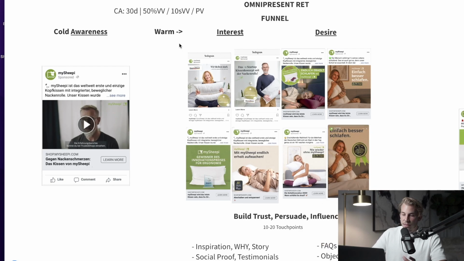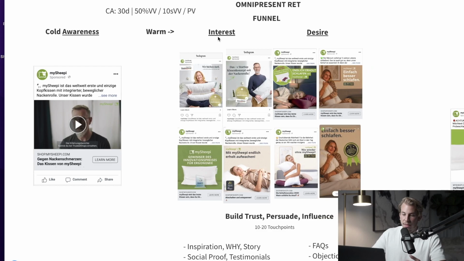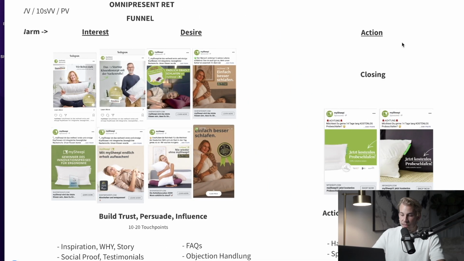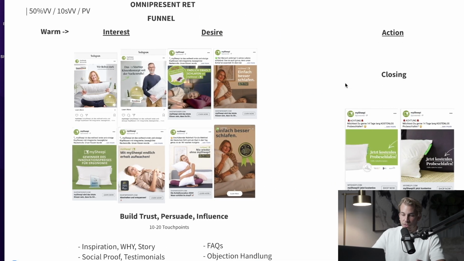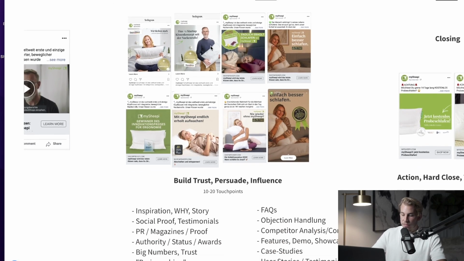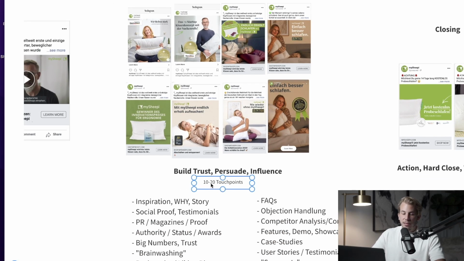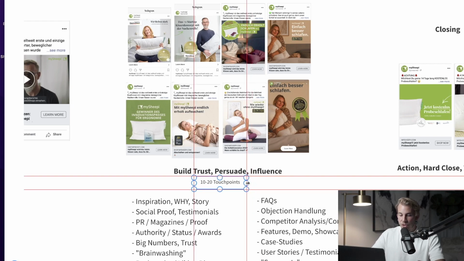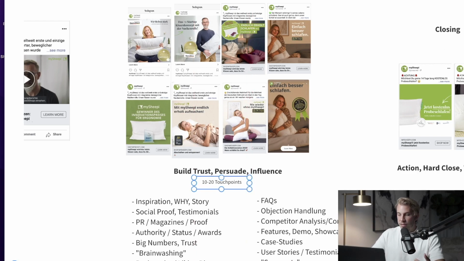And then your retargeting is basically there to create more interest and, in the end, desire. Because this is what we need to have customers actually take an action and close the sale. And this retargeting funnel here says 10 to 20 touch points. And I'm pretty sure you know the saying that marketing needs sometimes 7 touch points so people buy, or 21 touch points so people can buy.